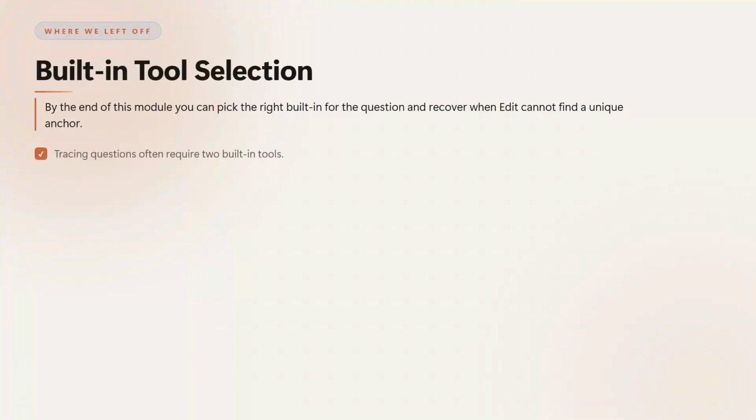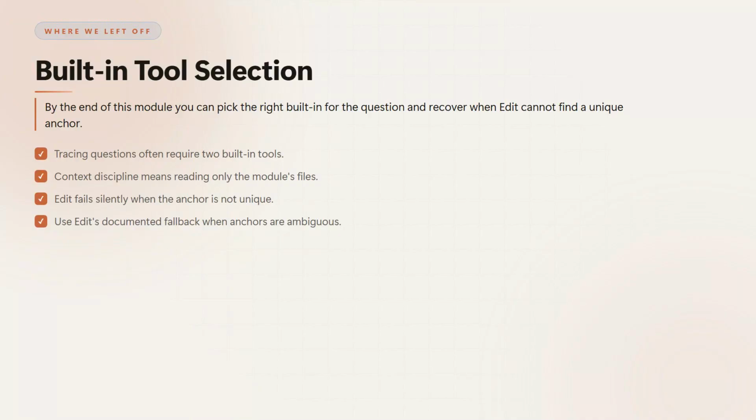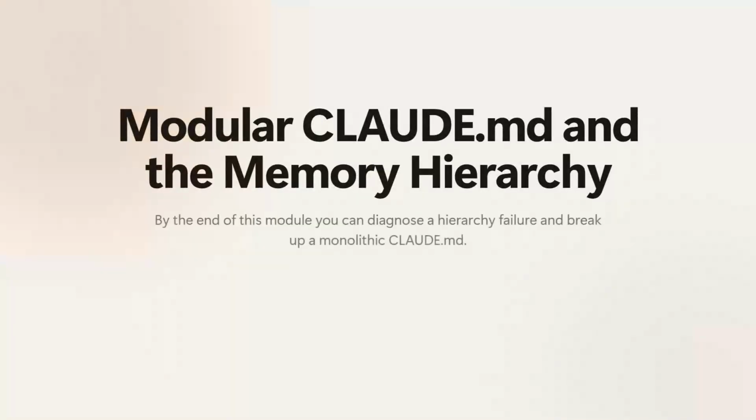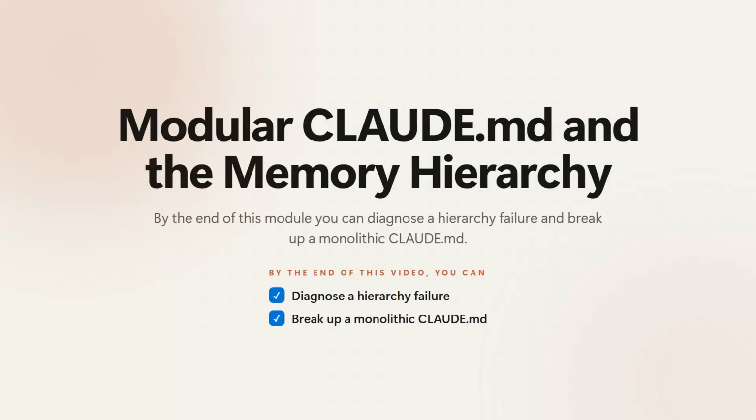You can now select the right built-in tool and handle ambiguous anchors. That keeps individual commands safe, but the real risk comes from how all the context fits together. This module tackles the memory hierarchy. We'll diagnose what happens when a monolithic CLAUDE.md breaks that hierarchy, and you'll learn to split it into modular files so the model always sees the right instructions at the right time. By the end of this module, you can diagnose a hierarchy failure and break up a monolithic CLAUDE.md.